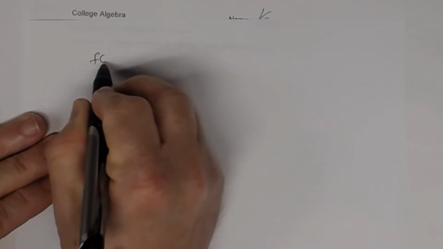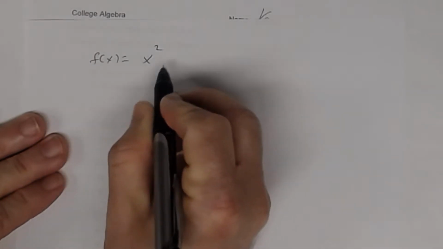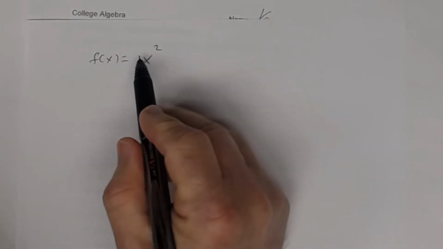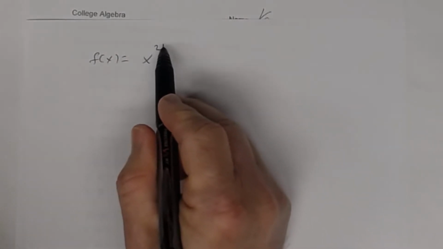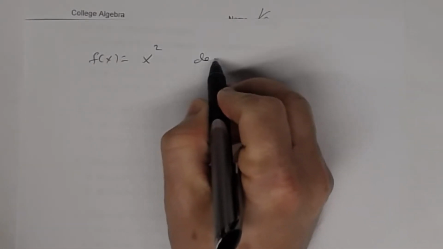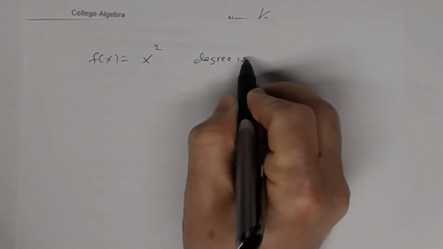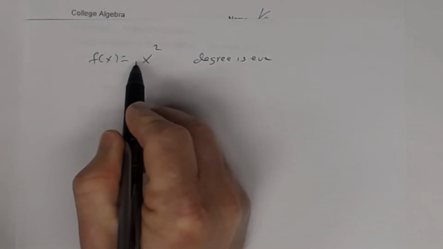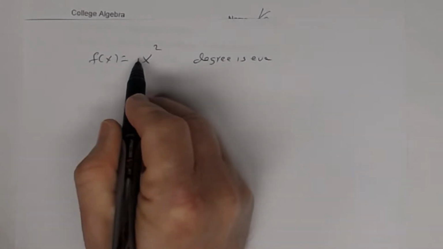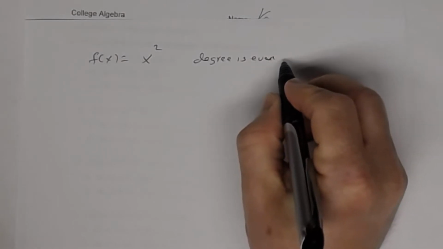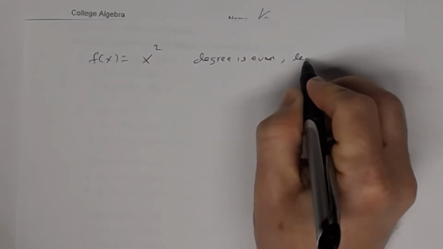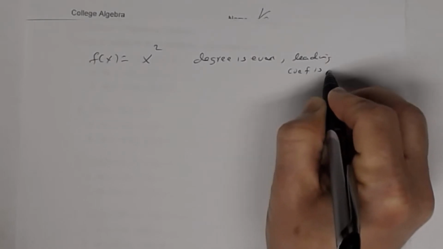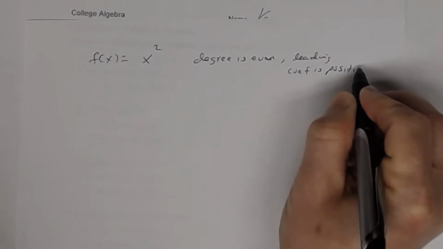suppose we look at f of x equals x squared. We have the degree here. The degree of this polynomial is 2, so it's even. And we know that the coefficient here is a positive number. It's positive 1. I'm going to call this the leading coefficient, and it is positive. And I want you to remember this.